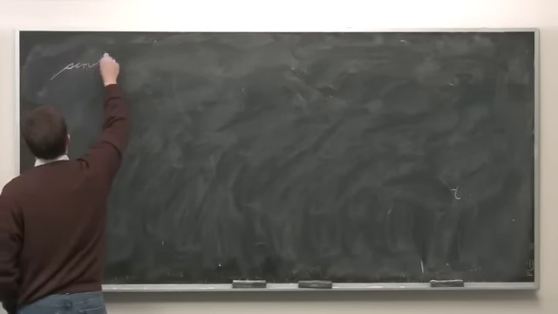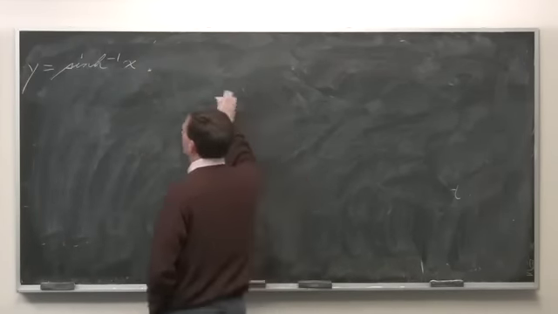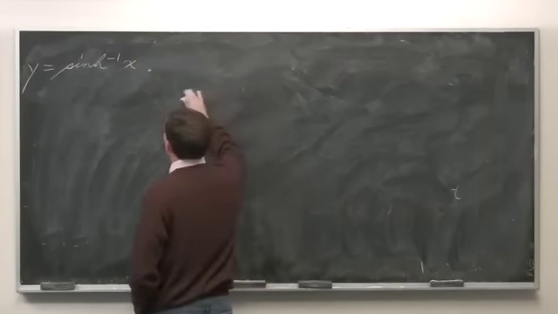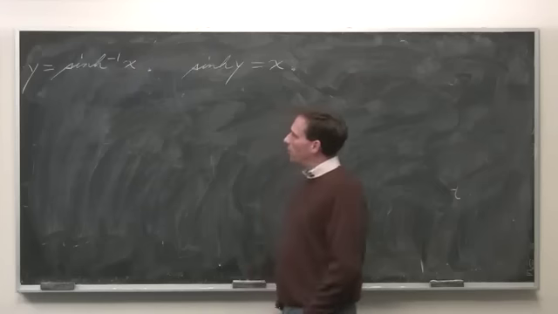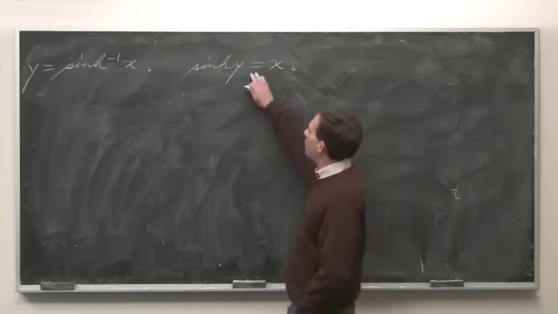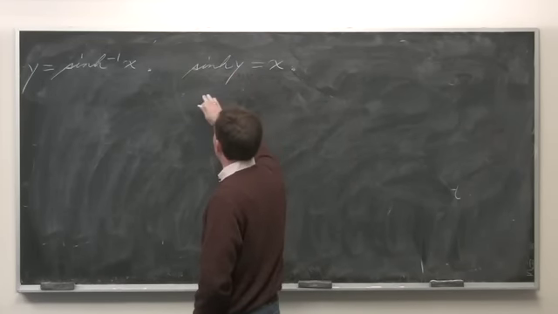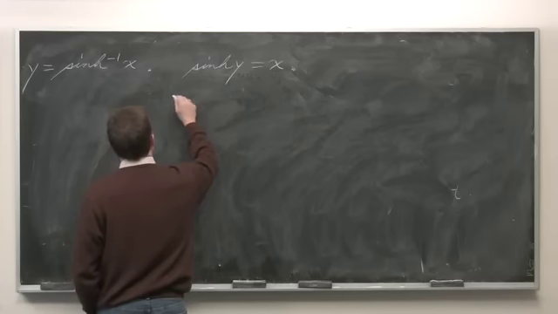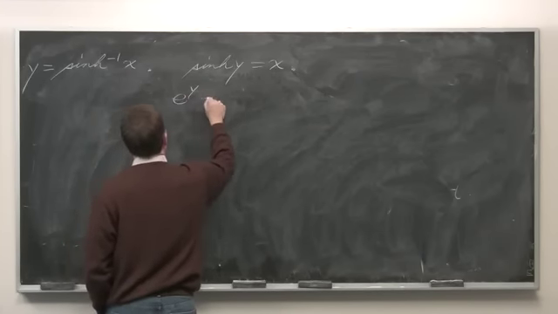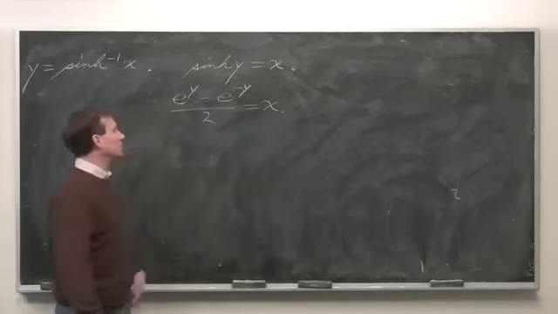So inverse hyperbolic sine of x. Let's start with this one. We didn't have to restrict any domains here. This means exactly that the hyperbolic sine of y equals x. So inverse hyperbolic sine undoes what hyperbolic sine does. Great. But now we want to solve this for y in terms of x, but in terms of functions we're more used to. So hyperbolic sine of y, by definition, is e to the y minus e to the minus y over 2 equals x. And we want to solve for y.